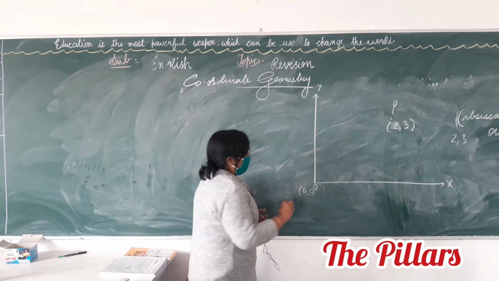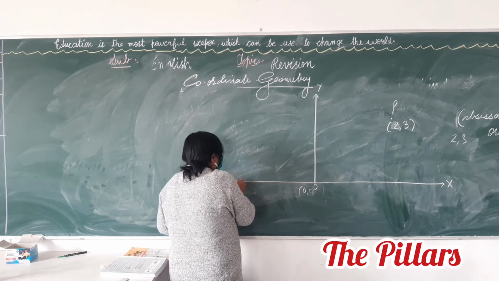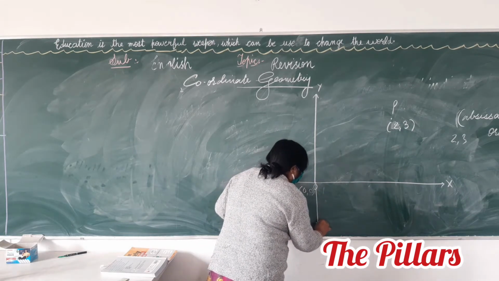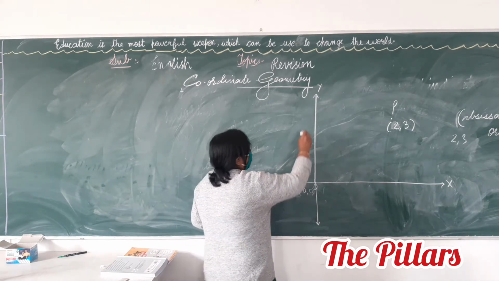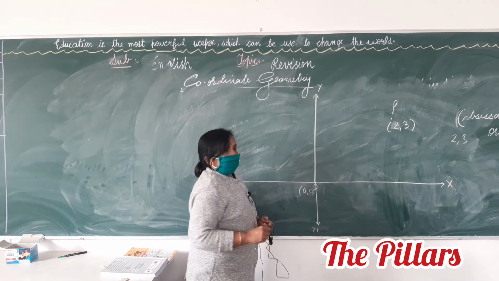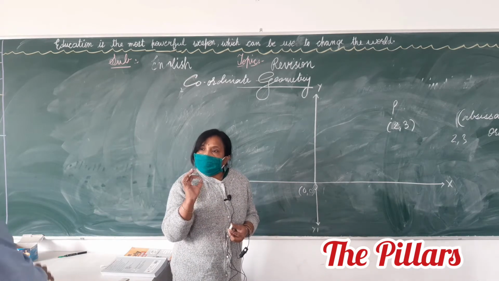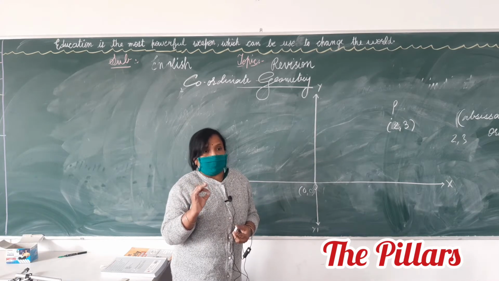And if we move towards this side, this is negative x-axis. And this is negative y-axis. This is y and this can be y dash. This is x and this can be x dash. Clear to all of you? So these are the first basic things we should know: abscissa and ordinate.